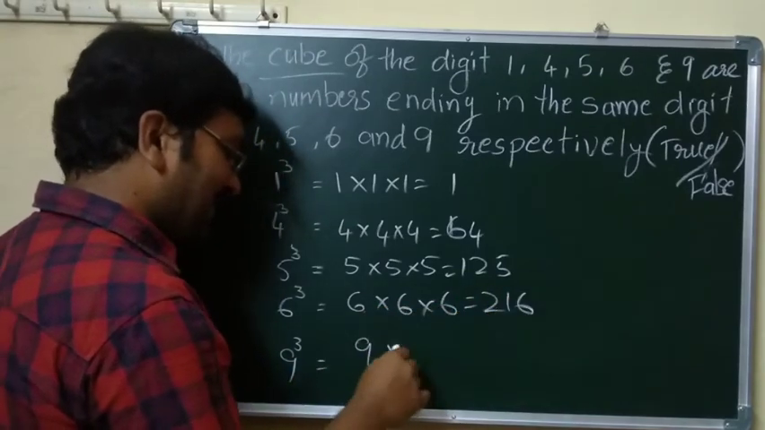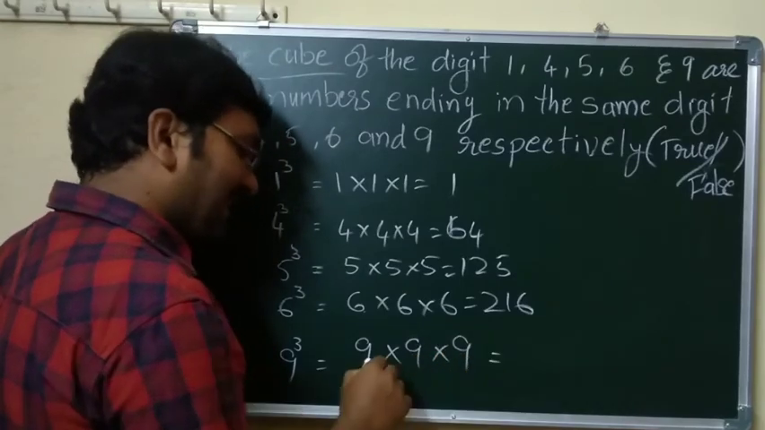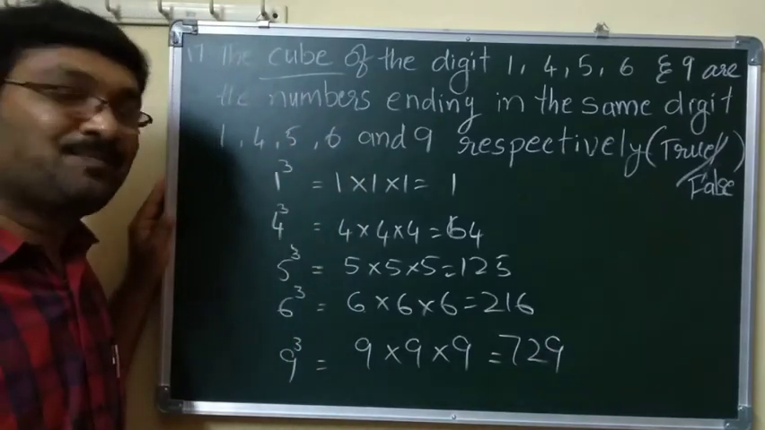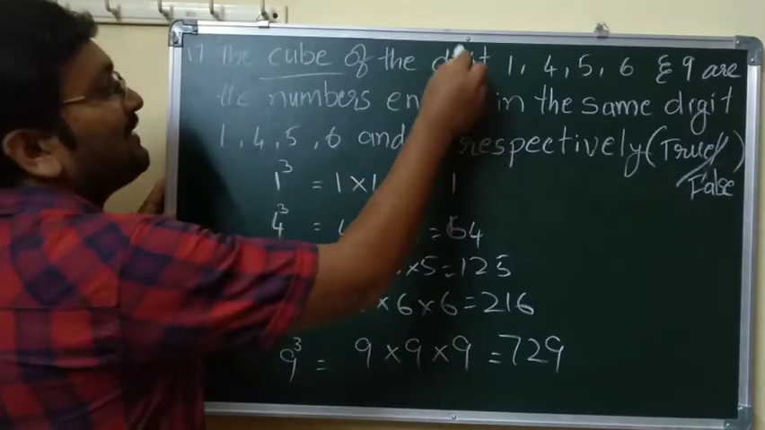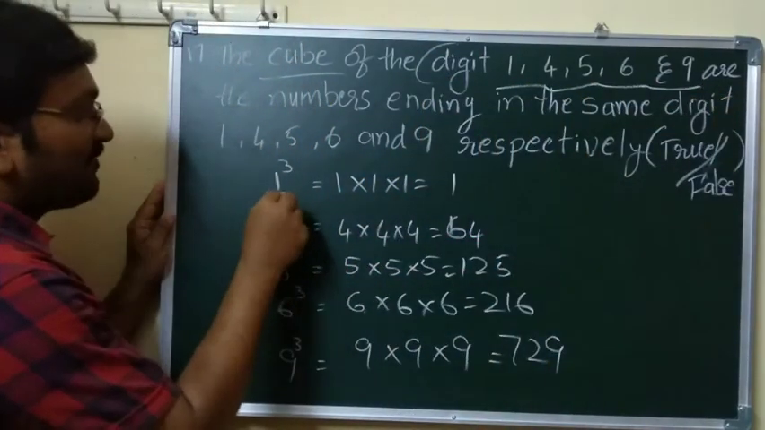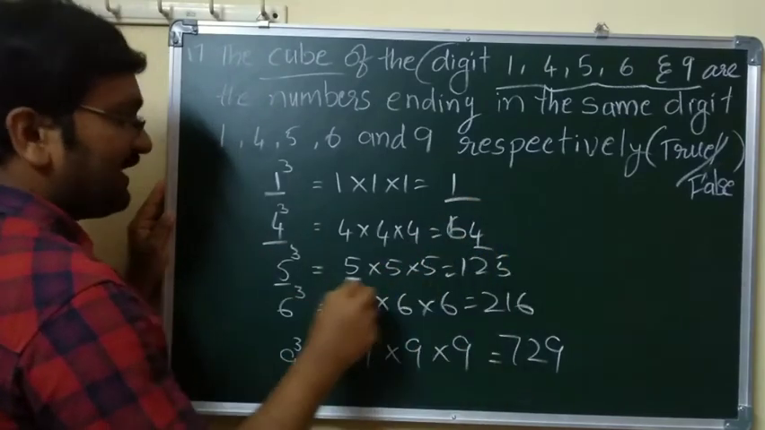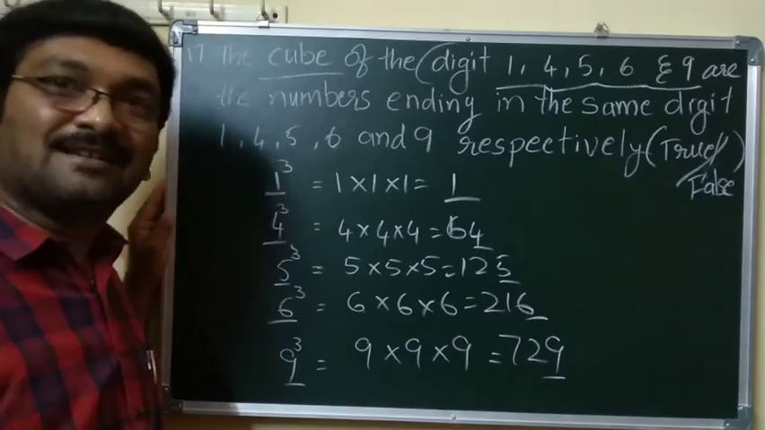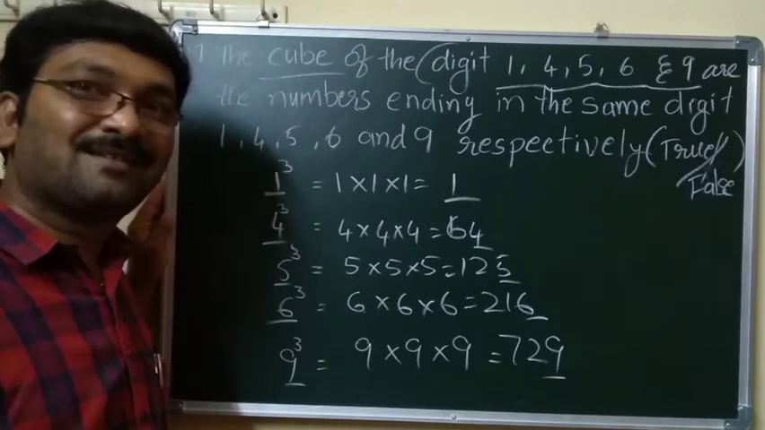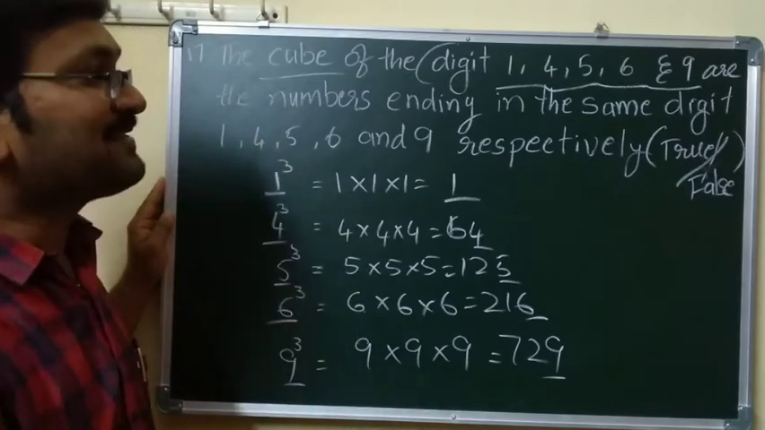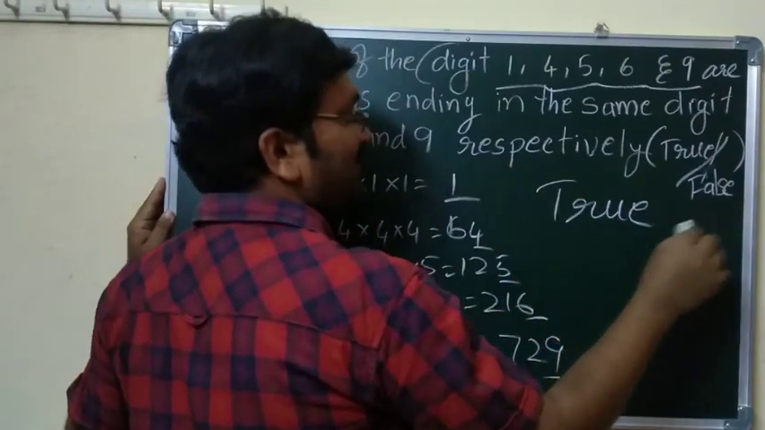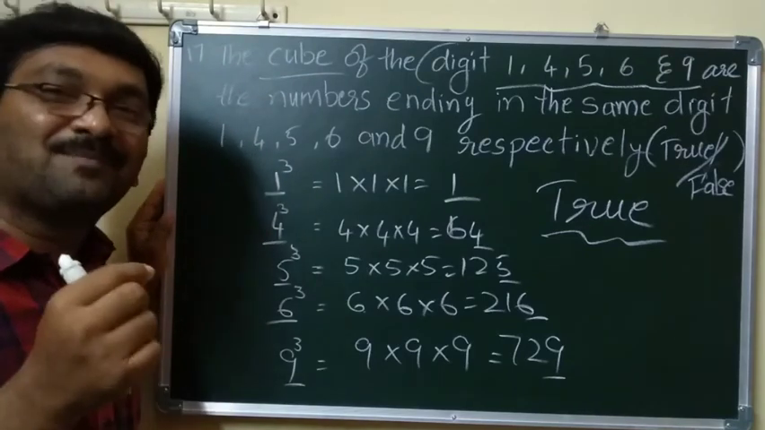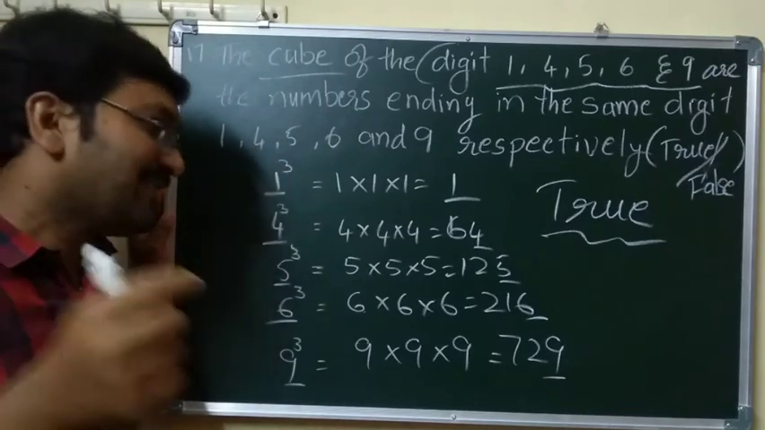So 9 cube, that is 9 into 9, so 81, 81 nines is 729. Okay, now we will observe the digits. See, 1 ends with 1, 4 ends with 4, 5 ends with 5, 6 ends with 6, 9 ends with 9. Is it correct, Abhigna? Okay, so the answer is true. So just by simple logic, we can give the answer.